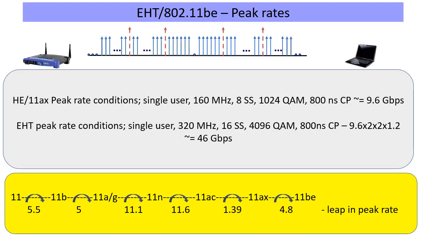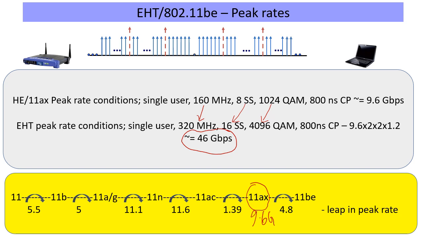So if I look at the 11be max PHY rates, which are possible according to the standard, it comes out to a number close to 46 gigabits per second. That's an improvement over what 11ax could do, which was about 9.6 gigabits per second. The improvements came from the higher bandwidth potential of 320 megahertz, the higher spatial stream potential of 16 SS, and the higher MCS potential of 4K QAM.